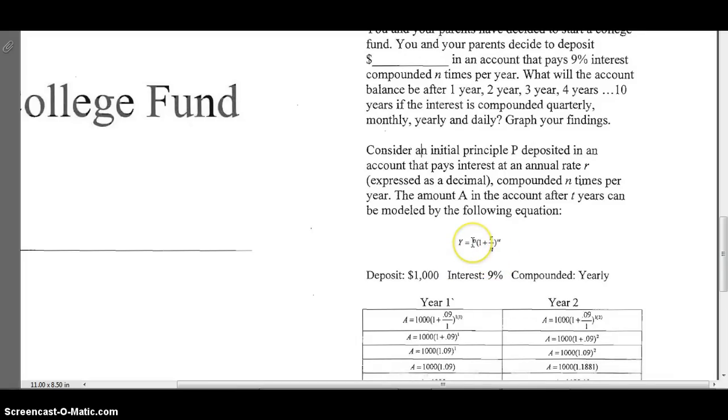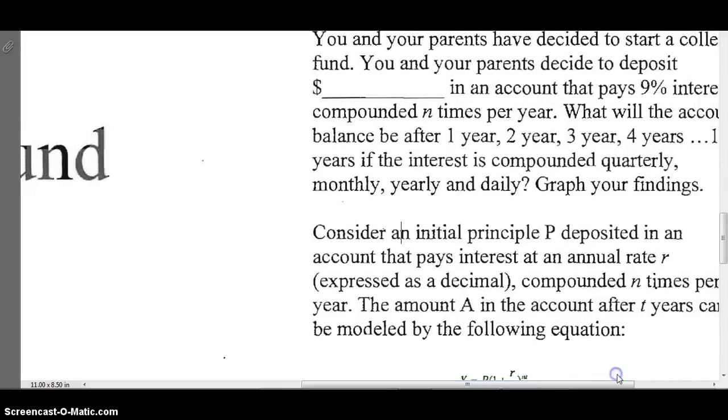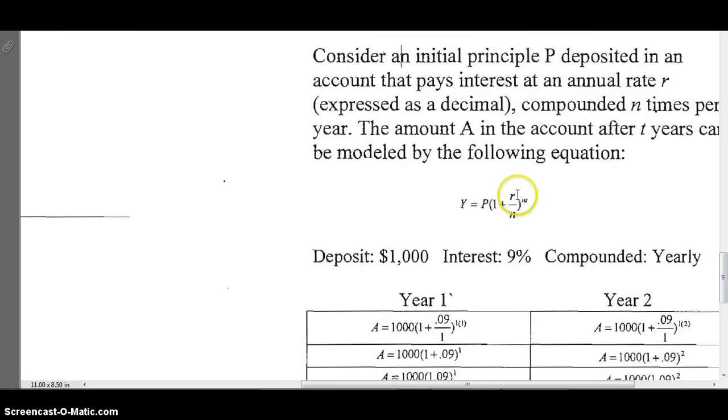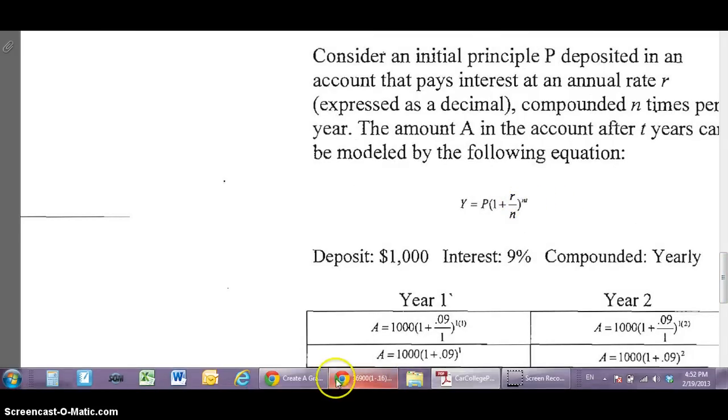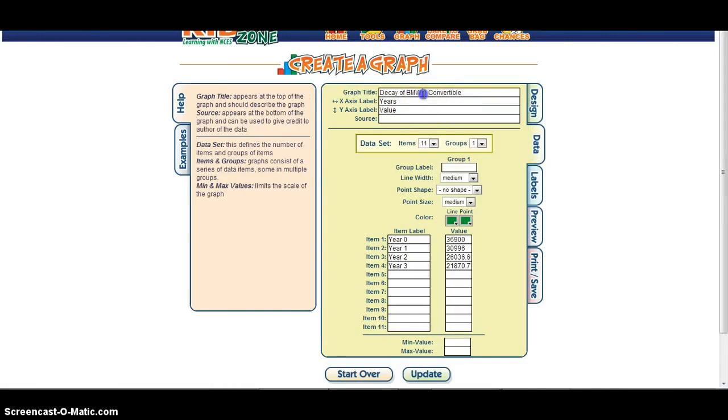So the value is the principal that you deposited multiplied by 1 plus, because this is growth now, so we have plus, the rate divided by n, how many times per year it's being compounded, all raised to n multiplied by t. You can't really see on this screen, so let's zoom in. So if we want to go back to our graph here, so now this is college fund growth.